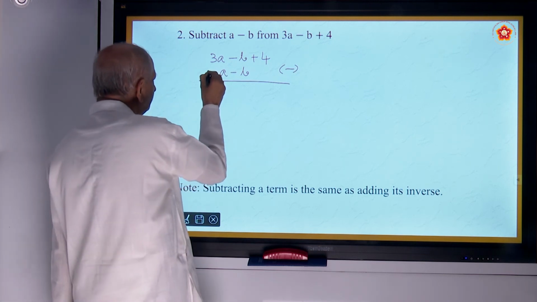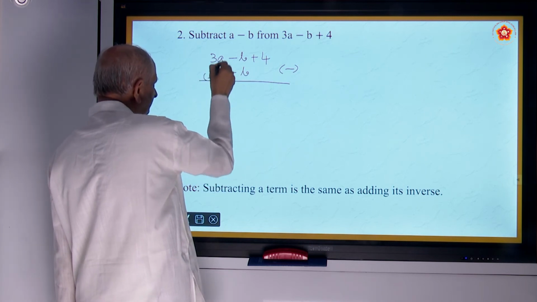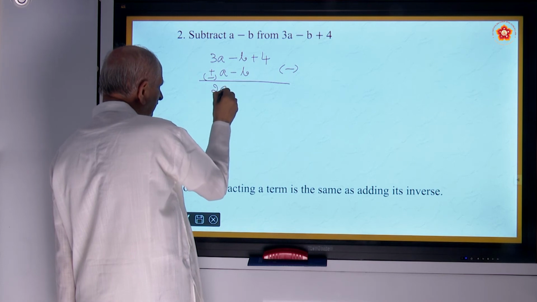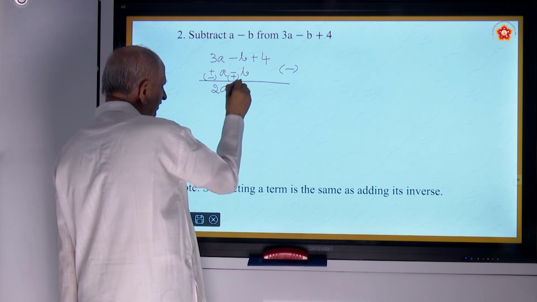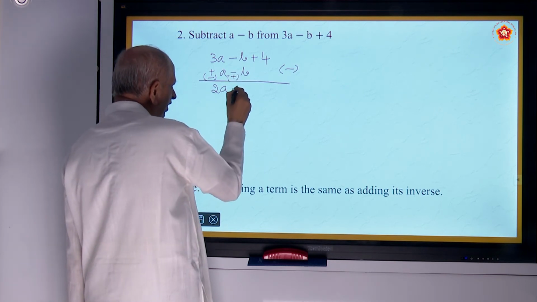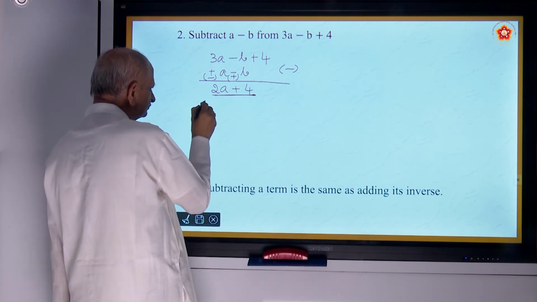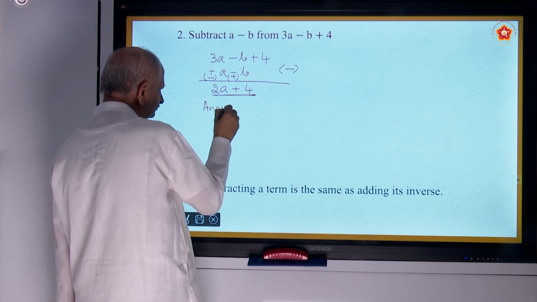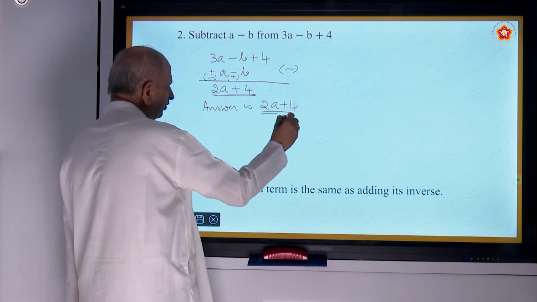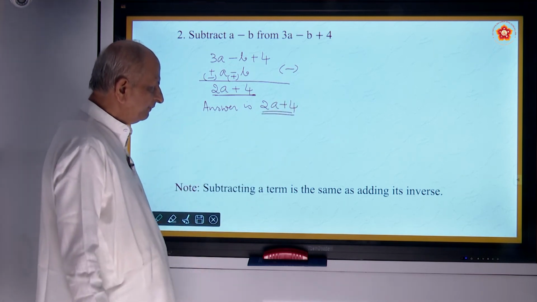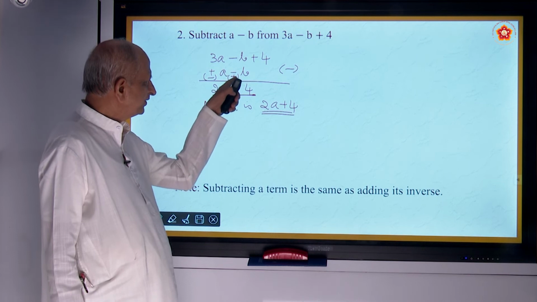Okay, here plus a is given, so we have to change the sign to minus. 3a minus a becomes 2a. And here change the sign: minus and plus cancel. You get 0. Then you have 4. So the answer is 2a plus 4. What happened to b? Minus b cancels. So here what have you done? Change the sign and add.